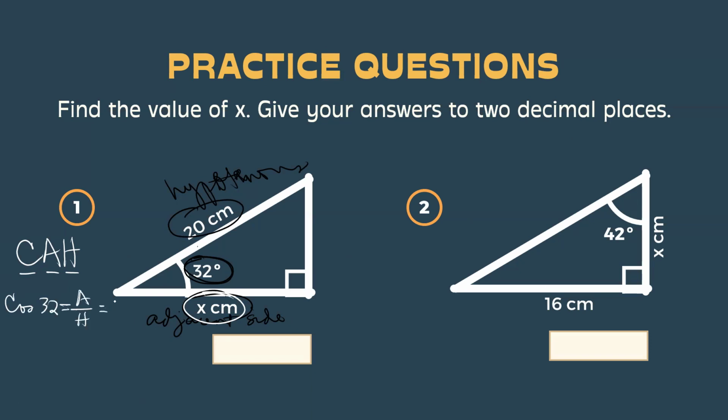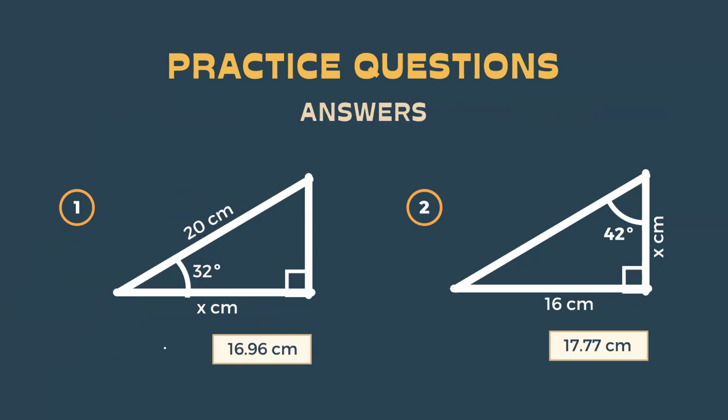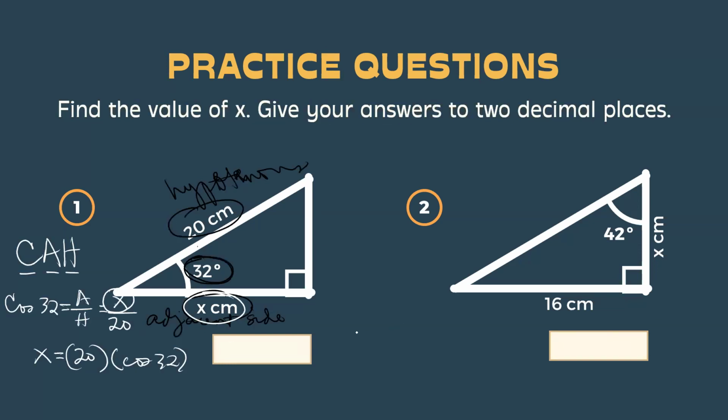What's the adjacent side? Adjacent is x, we don't know. Over hypotenuse is 20, right? So to solve for x, x is equal to 20 times cosine 32. I'd like you to get your calculators to solve for this. Press cosine 32, multiply that by 20, you get, very good, 16.96. That's 16.96 in centimeters.